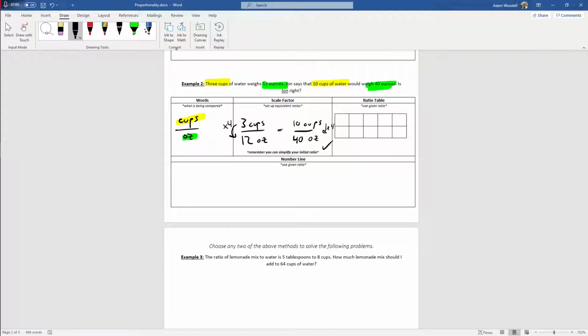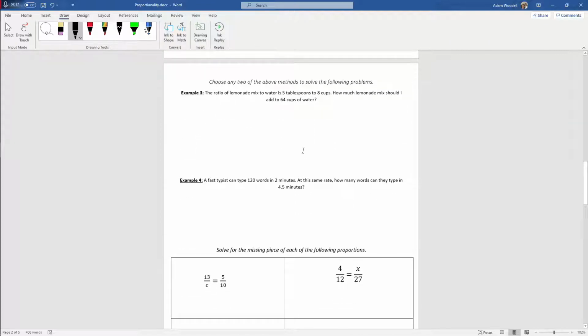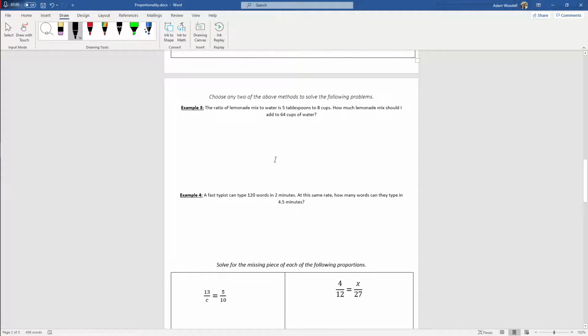Again, there might be an opportunity for you to experiment with the ratio table or the number line, but I'm going to let you guys discover that on your own. Got a couple more, and we will let you guys do some on your own. So next, I've got example 3.